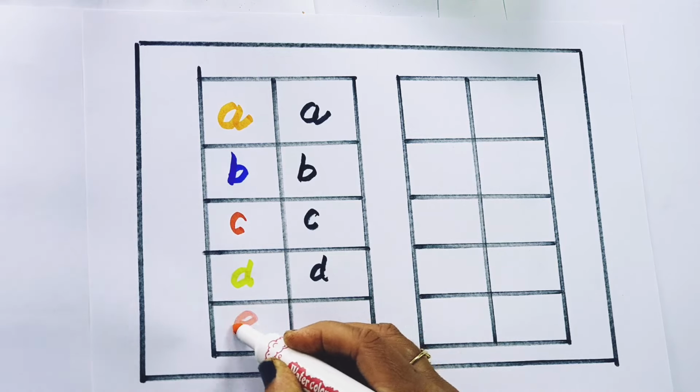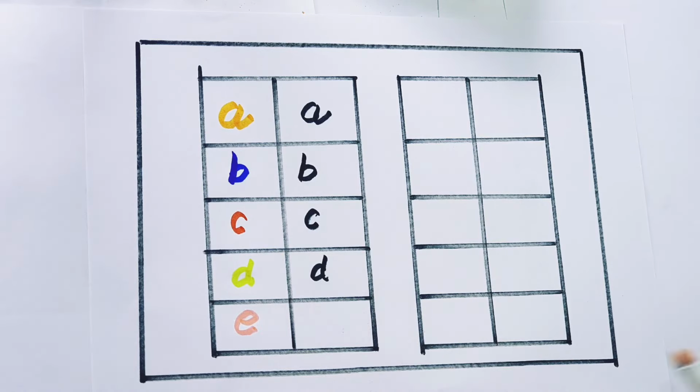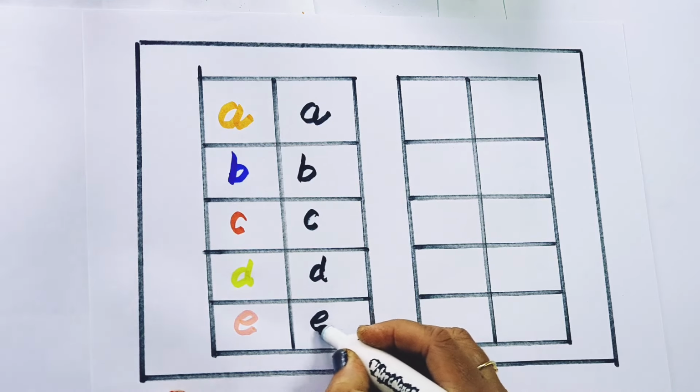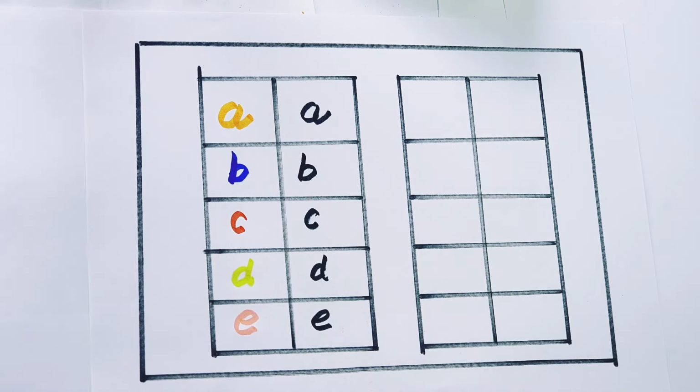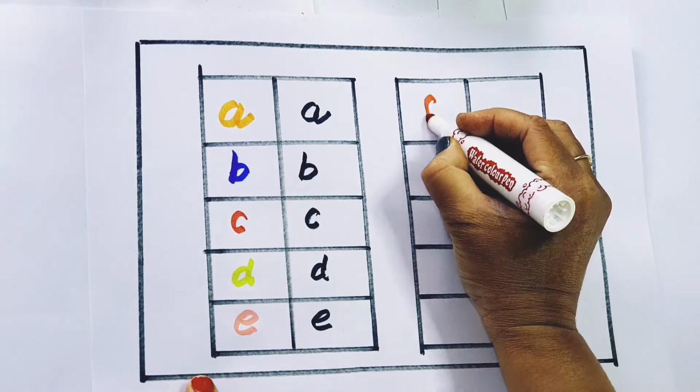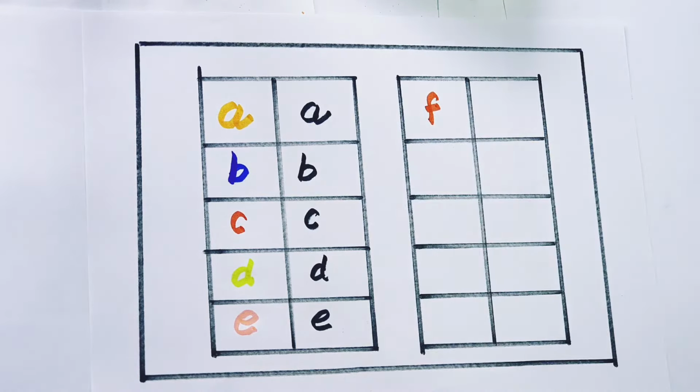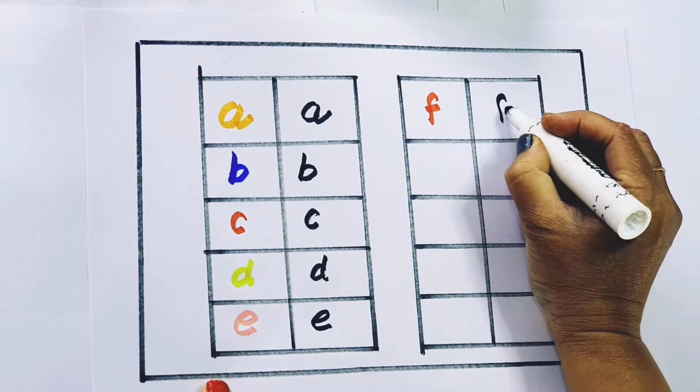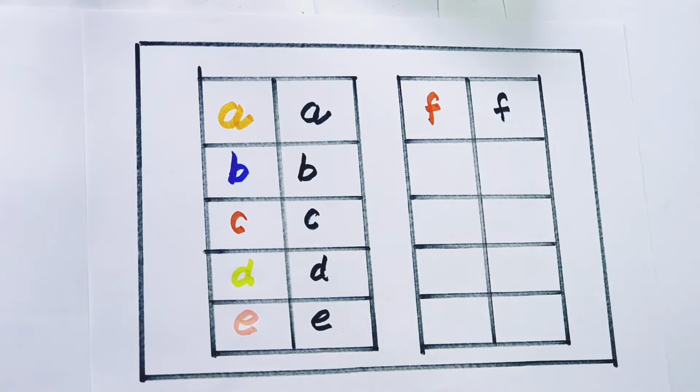E. E for eggplant. E for egg. F. F for frog. F for fan.